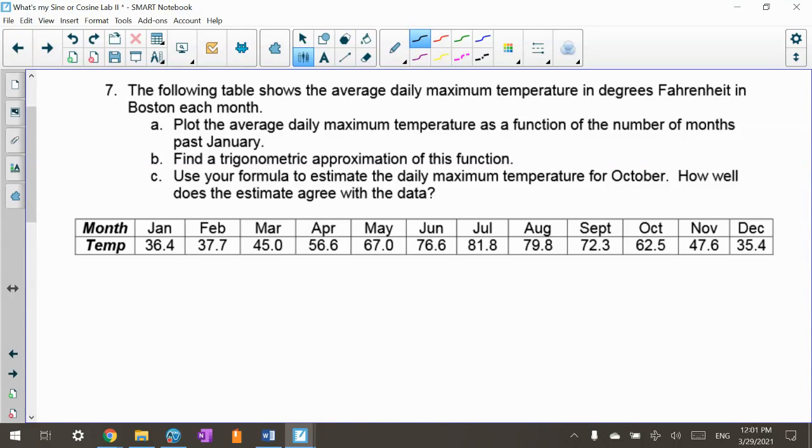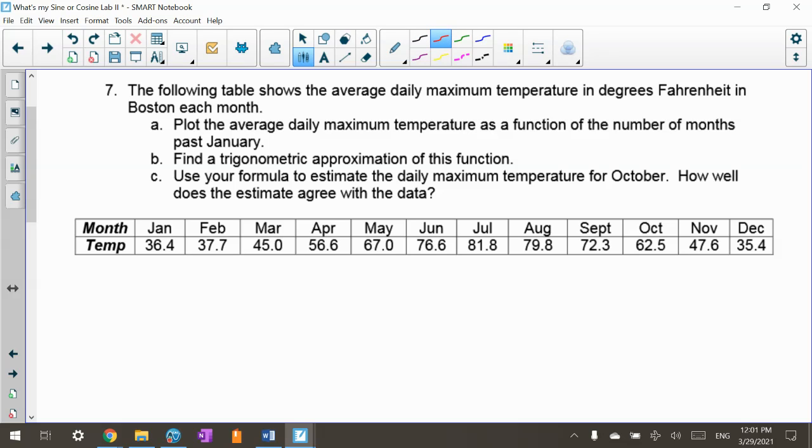Okay, this is my sine cosine lab 2 for pre-calculus, and I'm doing number 7. The following table shows the average daily maximum temperature in degrees Fahrenheit in Boston each month. It says to plot the average daily maximum temperature as a function of the number of months past January. They want us to find a trigonometric function approximation, because it's not going to be perfect.